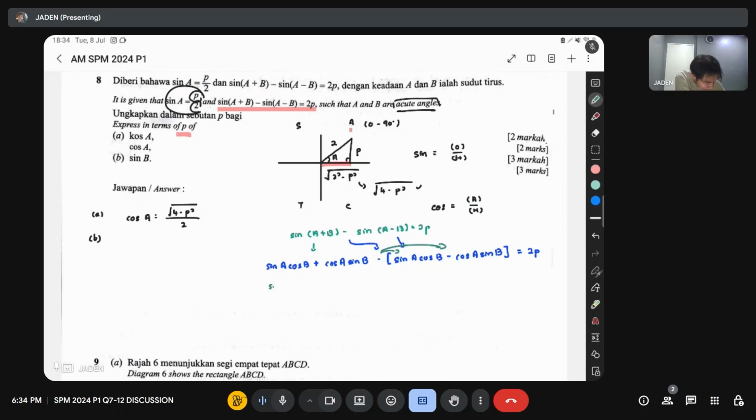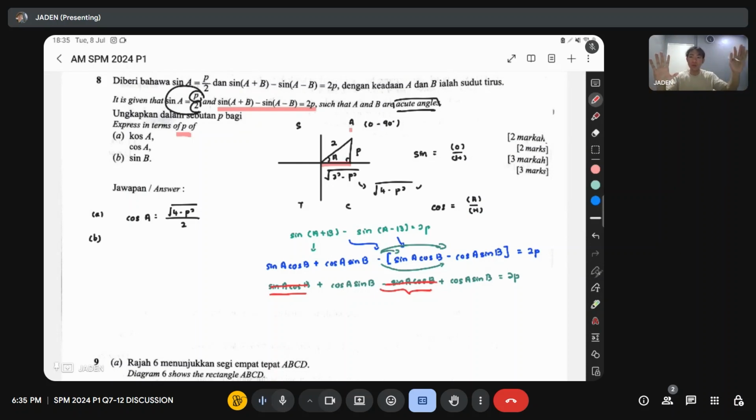So I have sine A cos B plus cos A sine B. This is minus sine A cos B. The negative sign times the negative sign, you get positive cos A sine B, equal to 2P. Now let's look at this equation carefully. Do you notice you have a sine A cos B, followed by a minus sine A cos B? This means these two can be cancelled straight away. Then you are left with cos A sine B, cos A sine B.